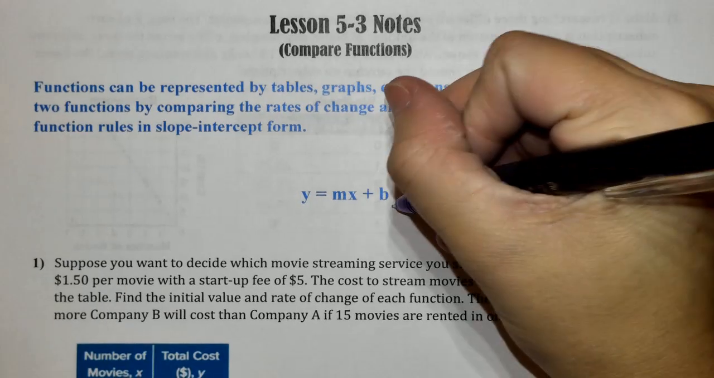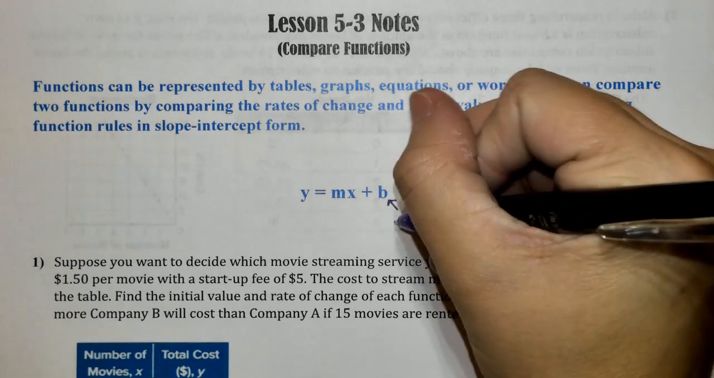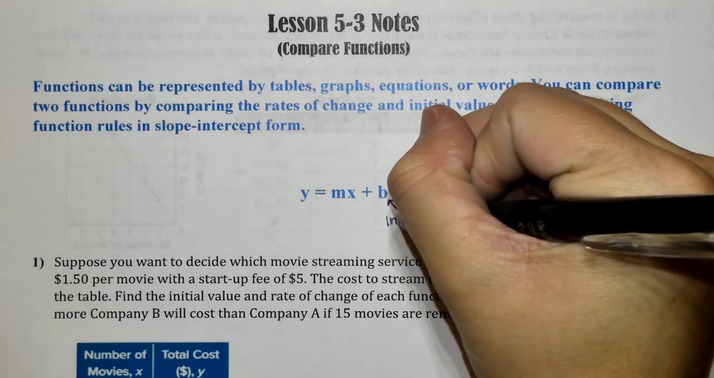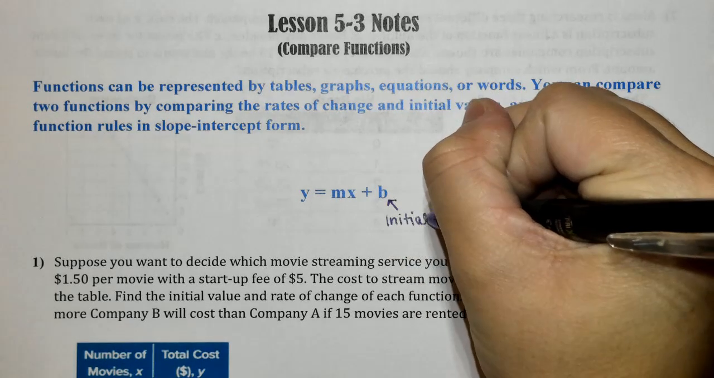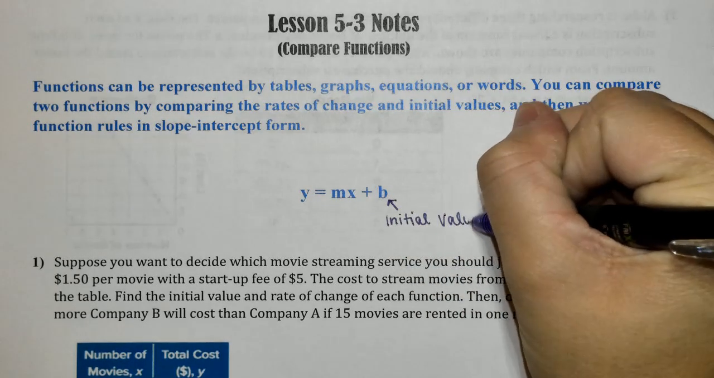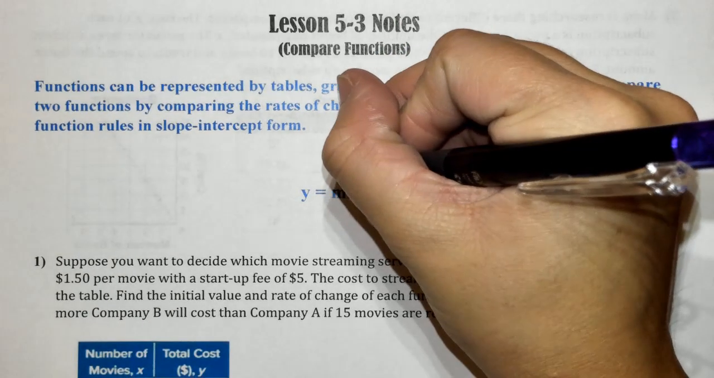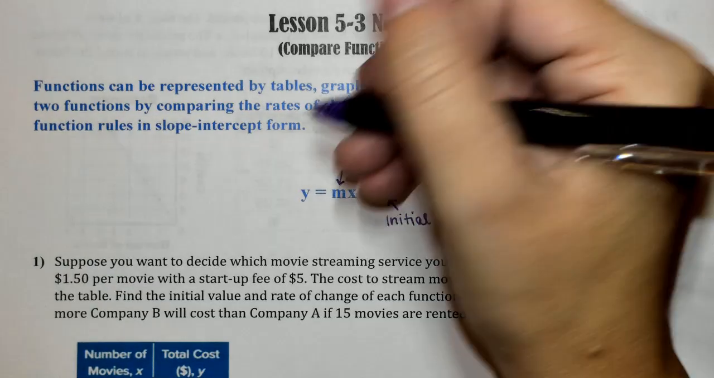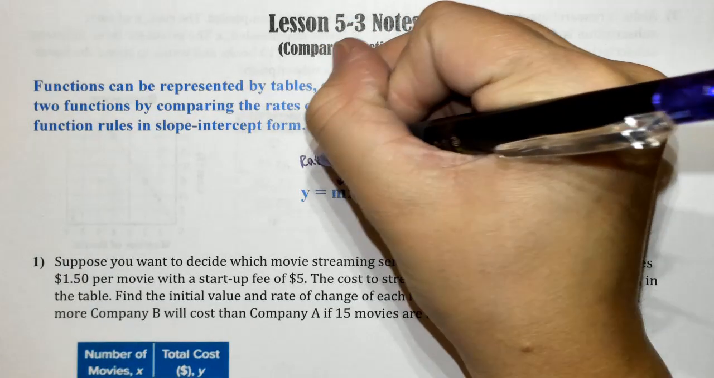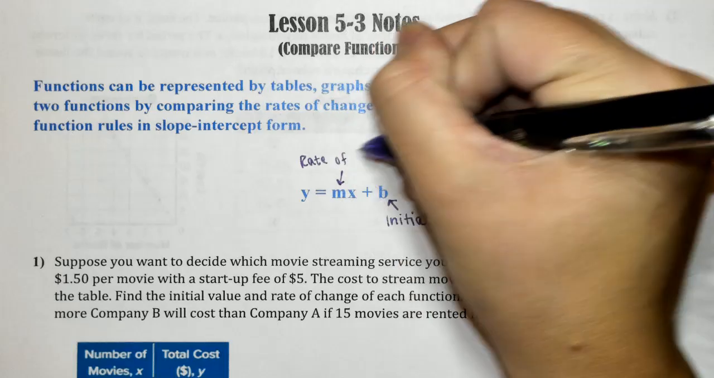b, our initial value, is the same as our y-intercept, but we're going to write initial value. Remember that the initial value is the thing that we start with. m, yes, it represents slope, but slope is the same as rate of change.